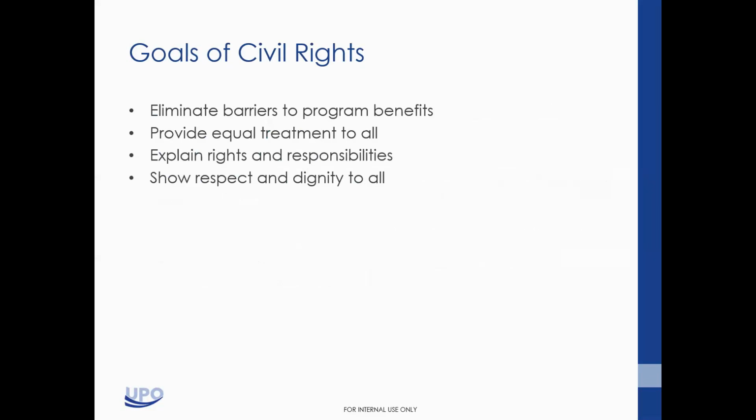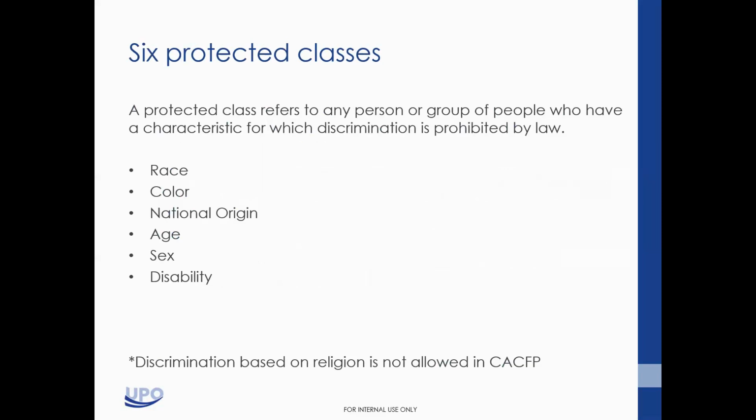So the goals of civil rights are to eliminate barriers to program benefits, provide equal treatment to all, explain rights and responsibilities, and show respect and dignity to all. There are 6 protected classes: race, color, national origin, age, sex, and disability. And, of course, discrimination is never allowed in the CACFP.